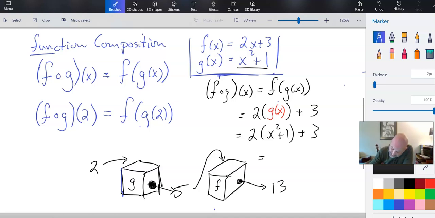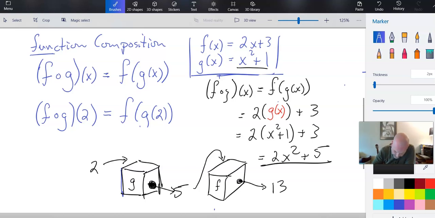So that's going to turn this, let's see here. That's going to be 2x squared. And then 2 times 1 is 2. And I'm going to end up adding it to that 3. So it's 2x squared plus 5. So this should be our composition.